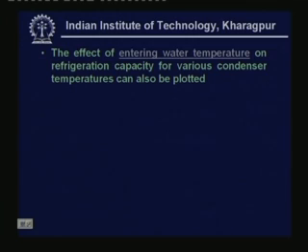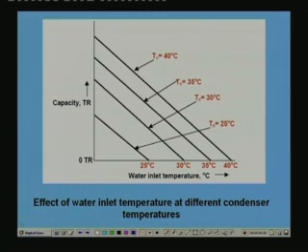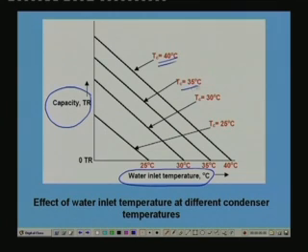Now, the effect of entering water temperature on refrigeration capacity for various condenser temperatures can also be plotted. The last curve is for the fixed water inlet temperature and fixed flow rate. So, we just varied the evaporator temperature and condenser temperature, and we got the capacity of the system. You can also study the effect of condenser water inlet temperature, that means the cooling water inlet temperature, on the capacity of the system. If you plot this, you will find that it will be something like this. This curve shows the water inlet temperature on the x axis and the capacity of the system on the y axis, and the capacity is plotted for different condenser temperatures.